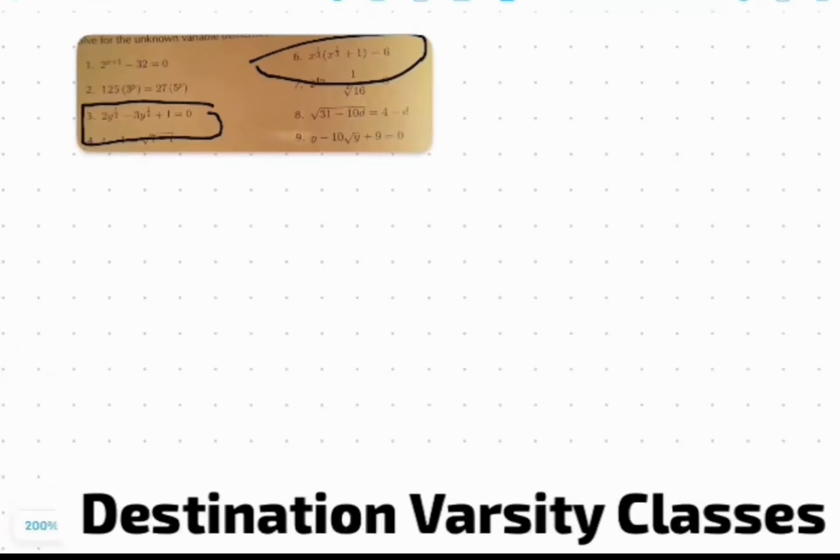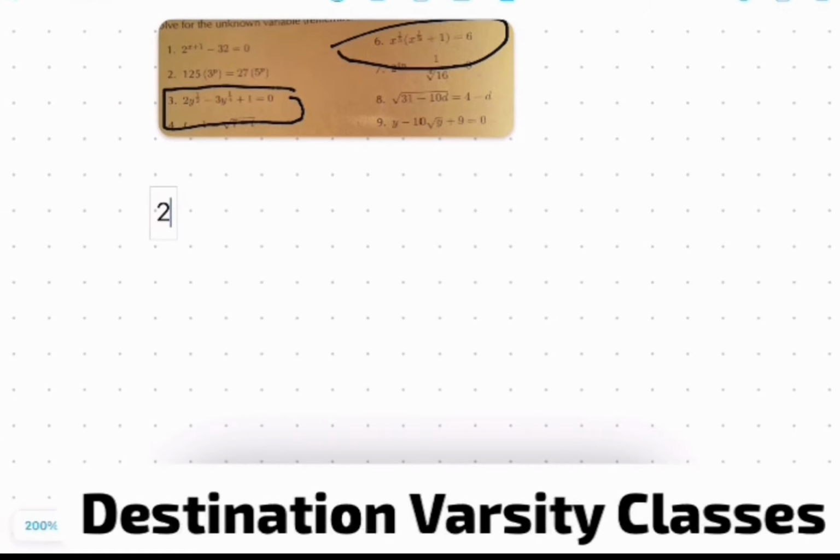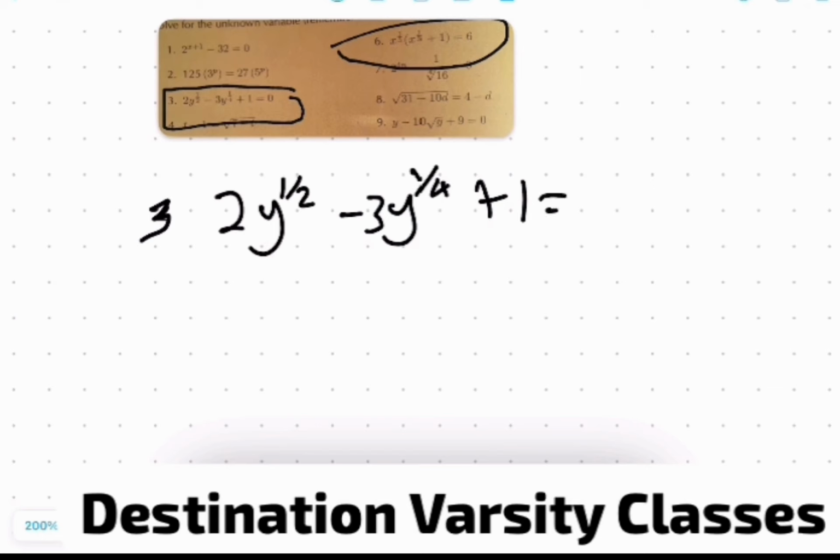Now let's solve number 3, which says 2y to the power of 1 over 2 minus 3y to the power of 1 over 4 plus 1 equals 0. The same thing. Let me use the actual pen. Okay, cool.